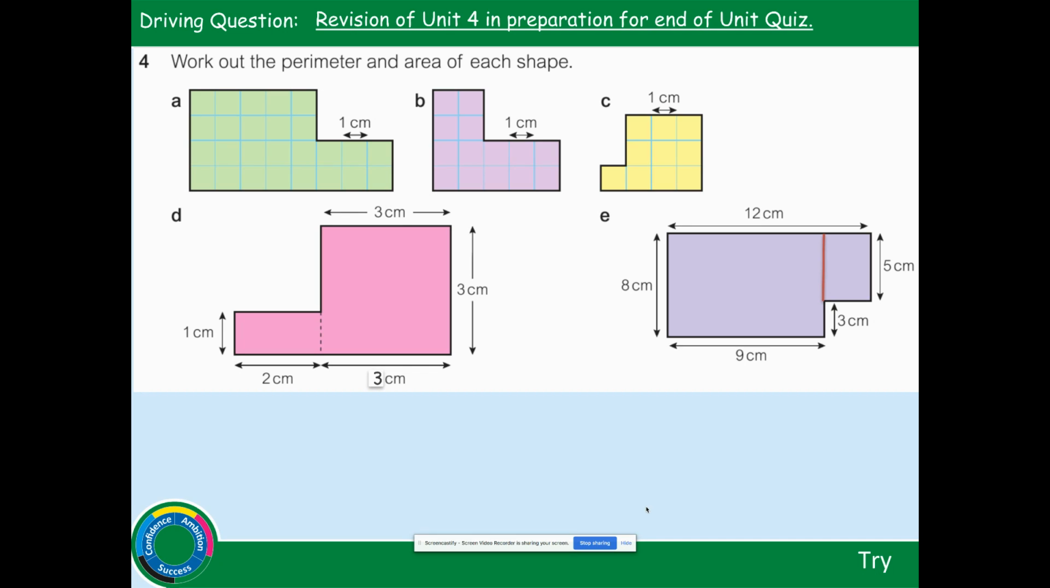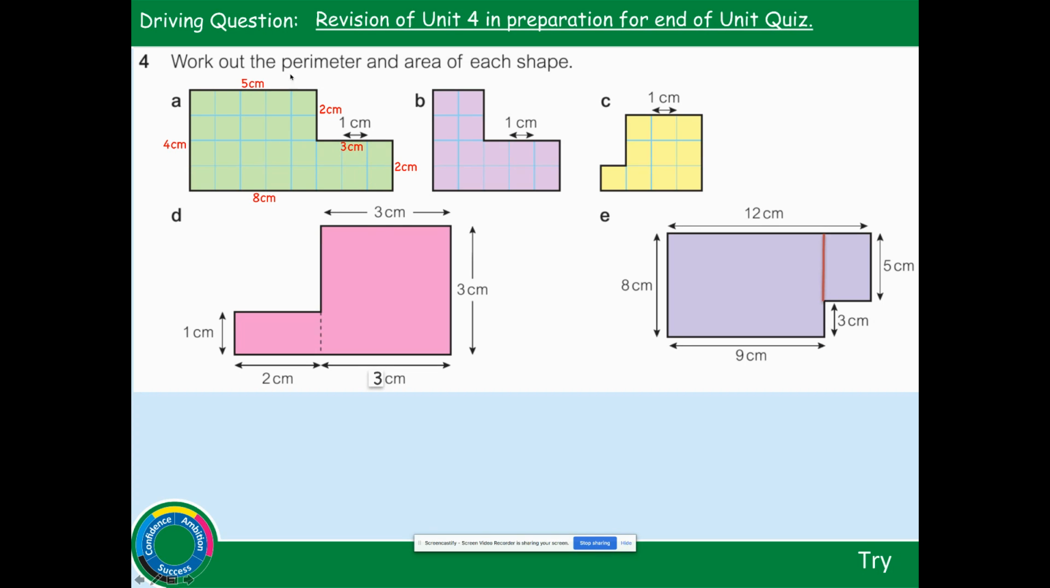So first of all, I need to find out some missing lengths here. Nothing's written on A, but I do know that 1 square is 1 centimetre. It's told me that. So I've got 1, 2, 3, 4, 5 along the top. I've got 2 down here. 1, 2, 3 here. 2 here. 1, 2, 3, 4, 5, 6, 7, 8 along the bottom. 1, 2, 3, 4 up that side.